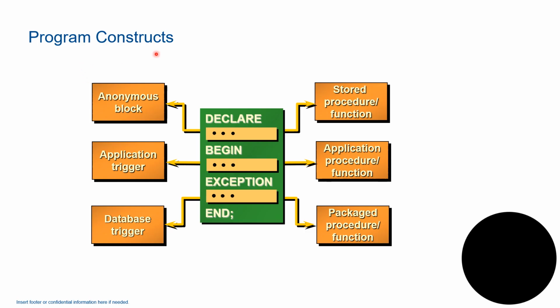Now these are the program constructs, as we have already discussed in the previous slides. Declare, we have the anonymous block, begin section, exception section, and end section. This is the main block where we declare variables. Similarly for stored procedure and function, it is also the same.